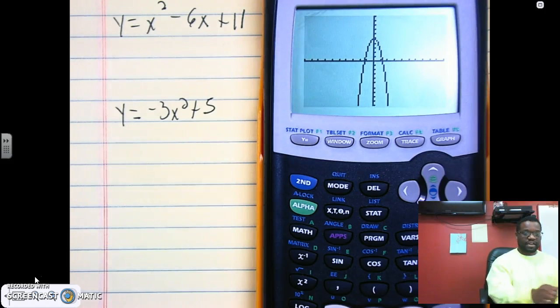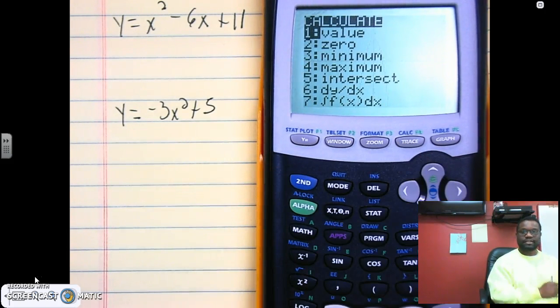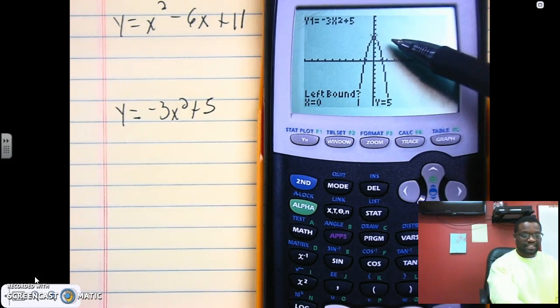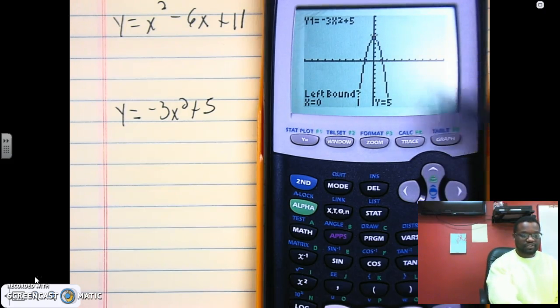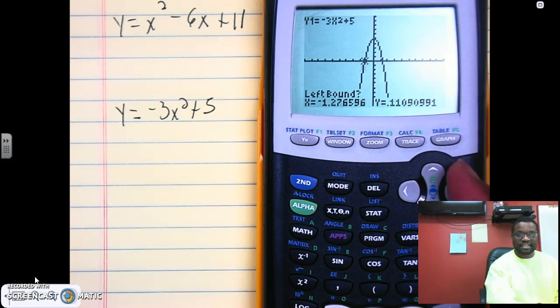But let's see if we can find the zero. So I go hit second, and I go hit trace or calc right here. And I want to find a 0. You see that? That means the solutions are the roots. So I hit 0. And it says left bound. You see where it's flashing at? So I get to pick which point I want to find first. Left bound. Whichever one, I need to find the left-hand side of that point.